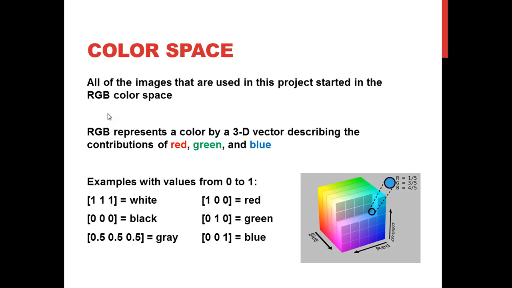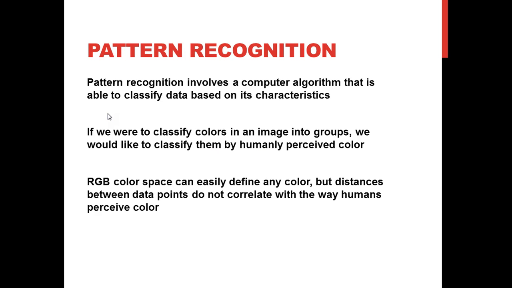Just to set a baseline, the images that were read into MATLAB were in RGB color space. RGB is a way of showing colors with 3 dimensions, where you're showing the contribution from red, green, and blue color to make the final color. So if we're trying to do pattern recognition, we're trying to get a computer algorithm to classify data into different clusters based on characteristics of that data. So if we're trying to classify colors together, we actually want to classify them the way that humans would classify the colors if they were looking at an image.